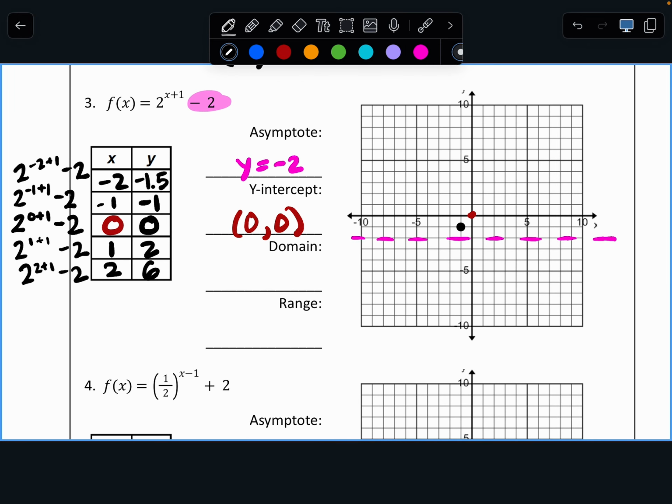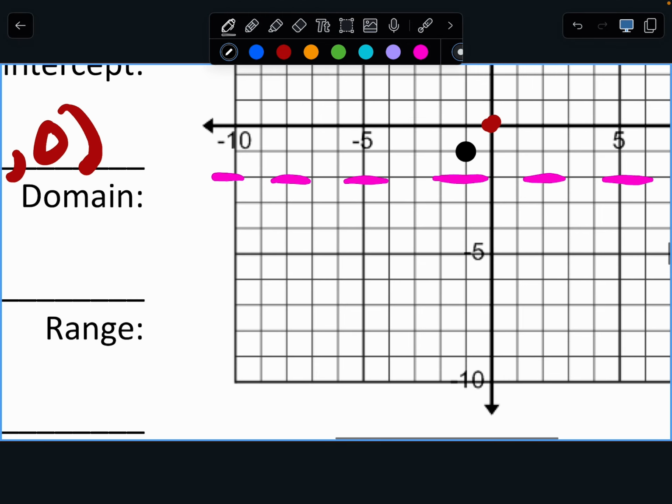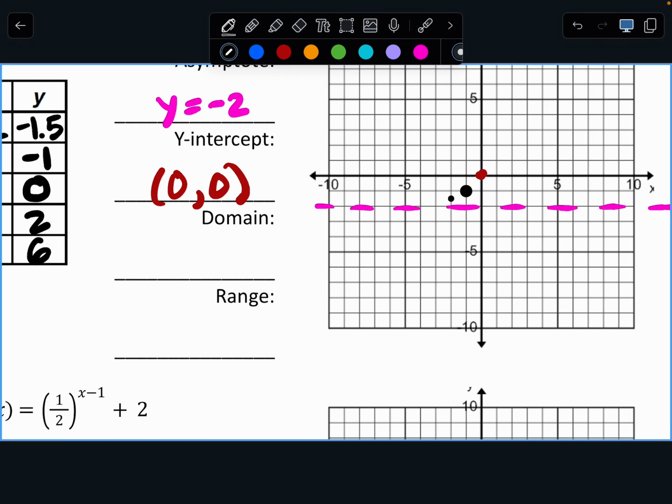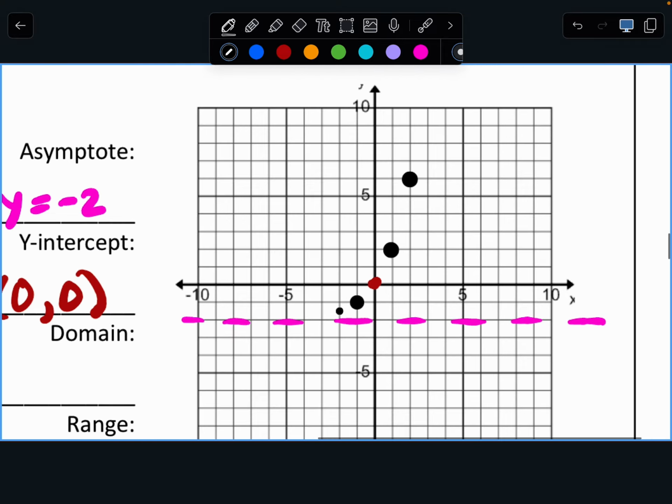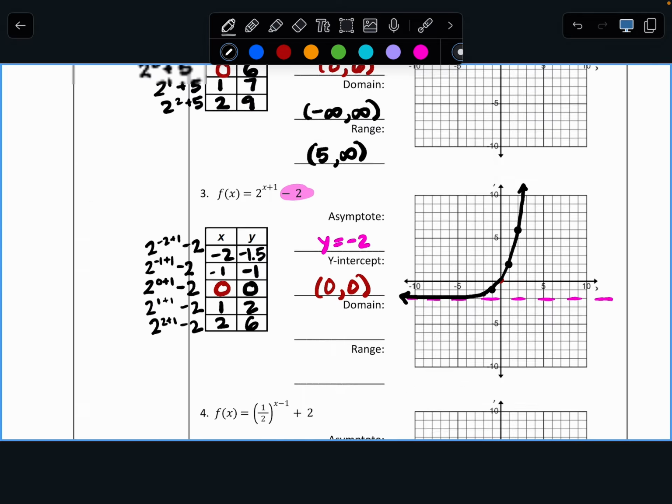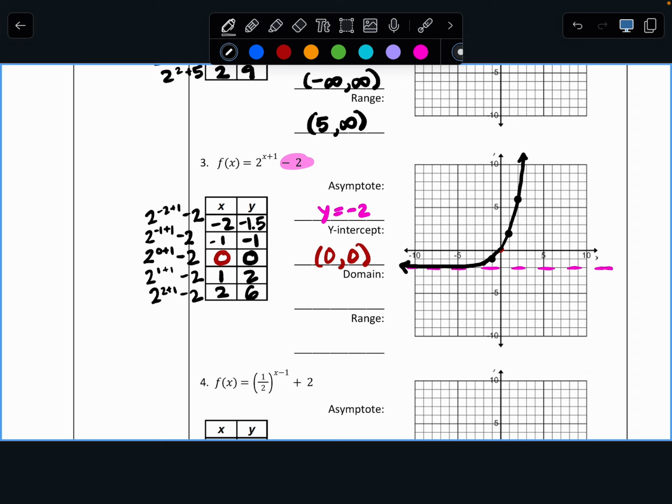-1, -1, -2, -1.5, 1, 2, and 2, 6. All right, so my domain is -infinity, infinity, and the range is -2 with a parentheses, infinity.